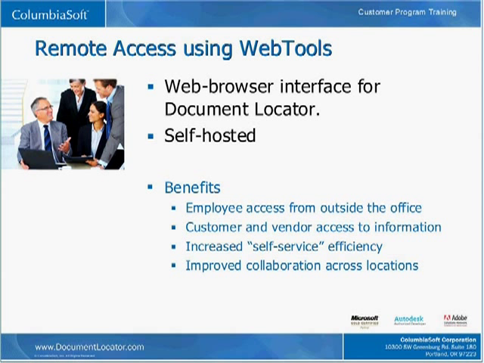Another example is for customer or vendor access. Secure web access allows for an easy way to provide self-service access to information among people at multiple locations. People in the office no longer have to retrieve and send information, and everyone is connected with the same file, versions, notifications, and workflows.